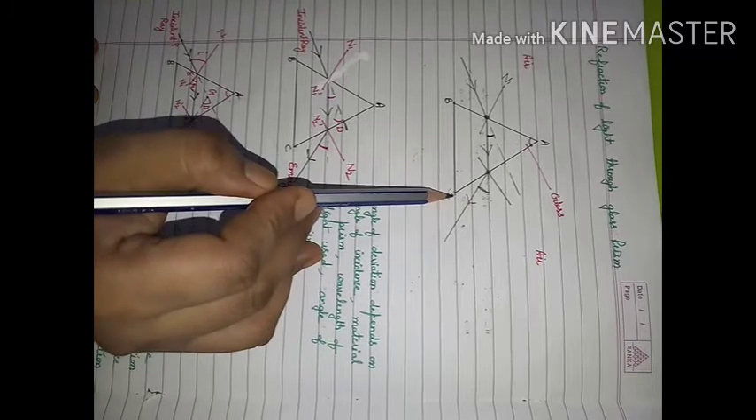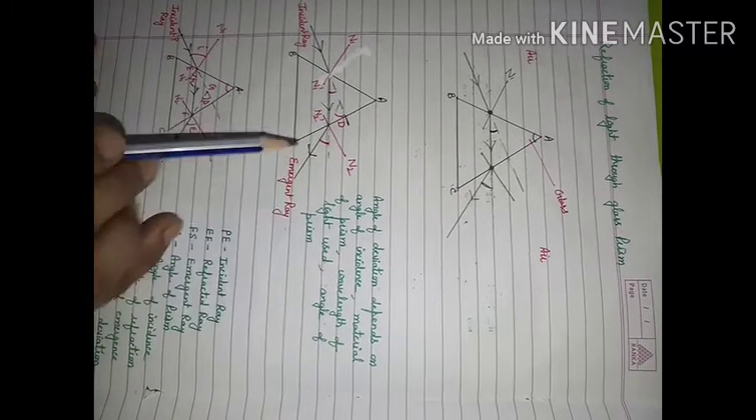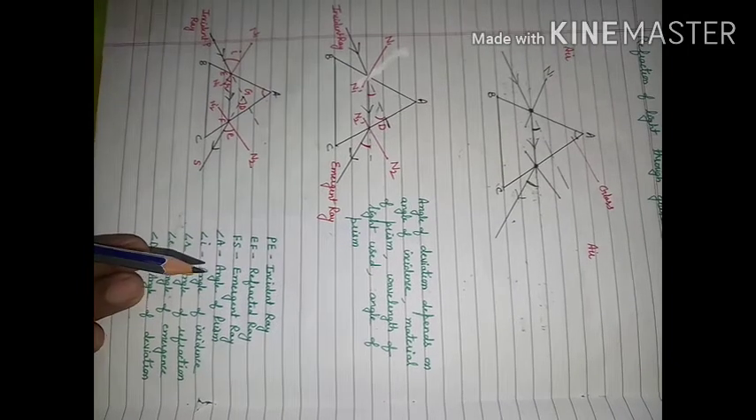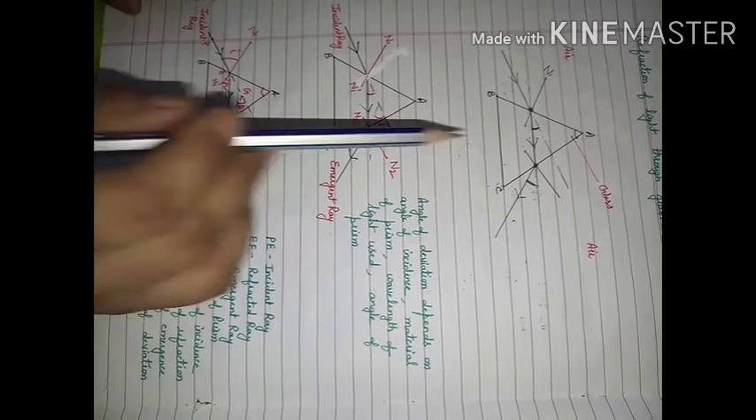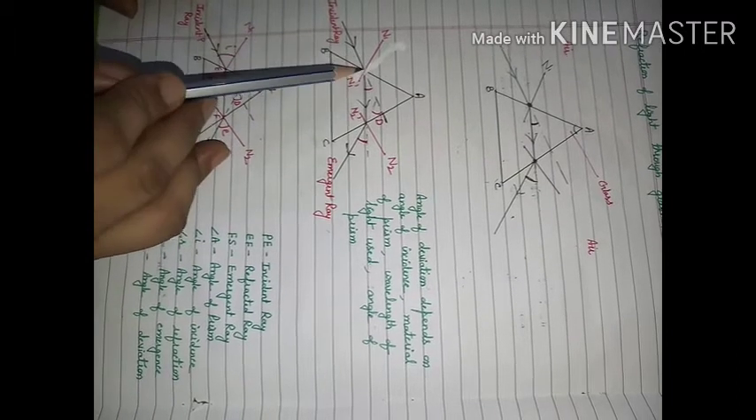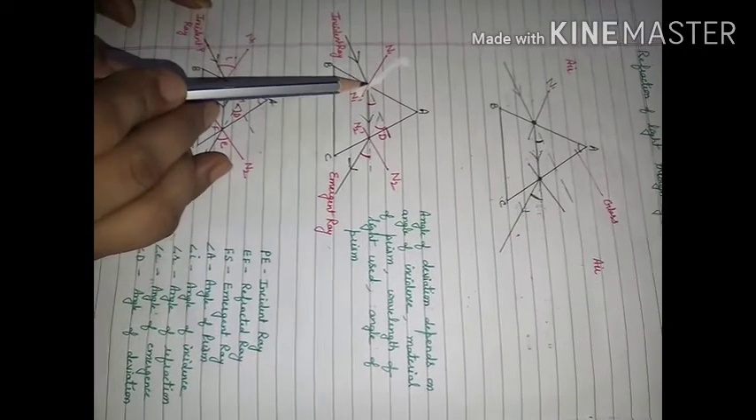So when it moves away from the normal, it will move towards the base of the prism. Now in next diagram, I will consider what you understand by angle of deviation. In this diagram, I have considered this is incident ray. N1, N1 dash is normal at this point.